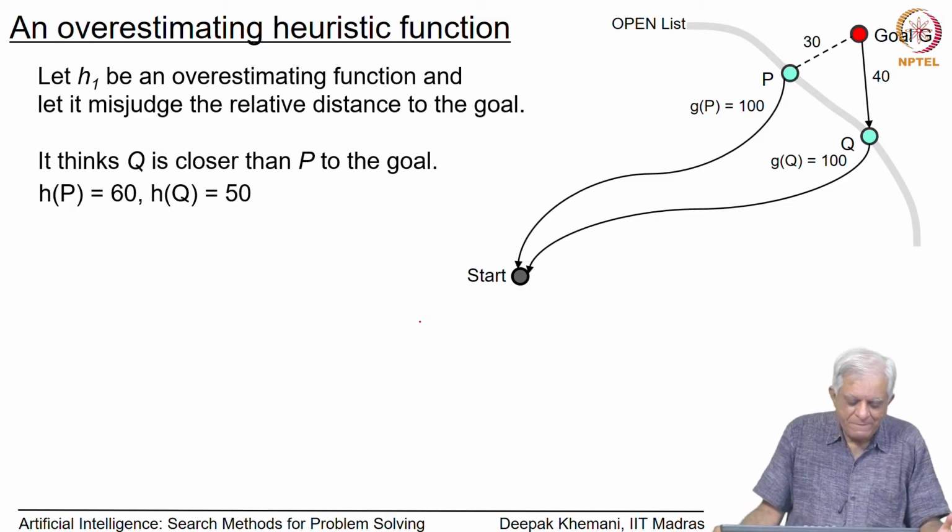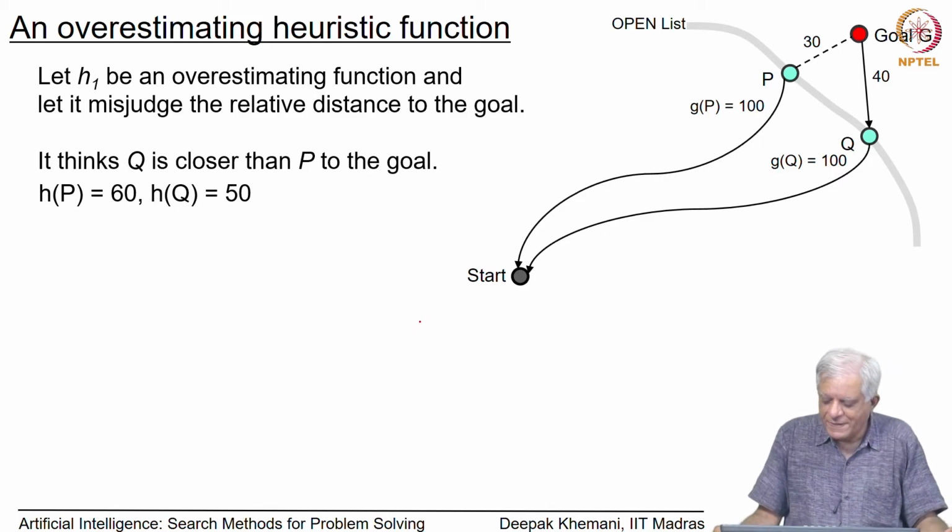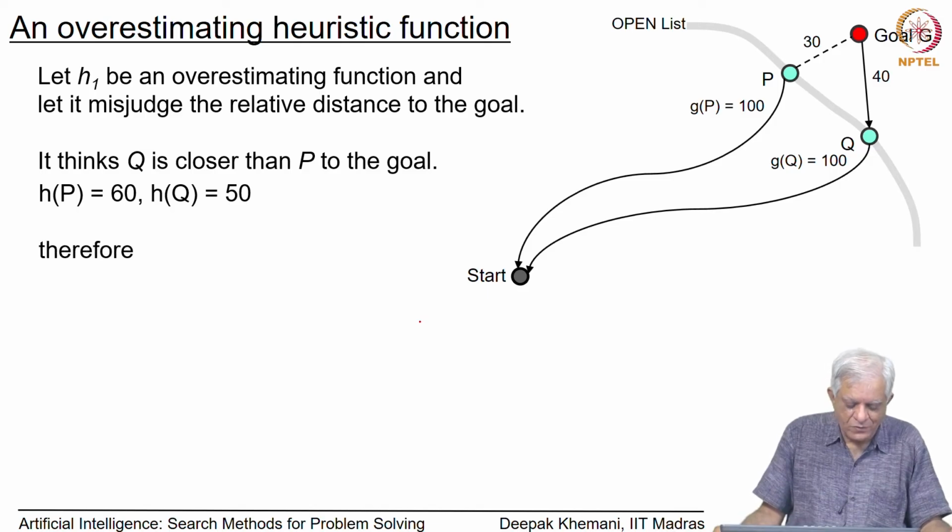It assumes that H of P is 60, whereas actually it is 30. The actual distance H star of P is 30, but H of P is 60. Likewise, H star of Q is 40, which is the actual cost from Q to G, but H of Q is 50. So, both 50 and 60 are overestimates, but on top of overestimating the distances, it also thinks that Q is closer to the goal. So, obviously, it will explore the path which comes via the node Q.